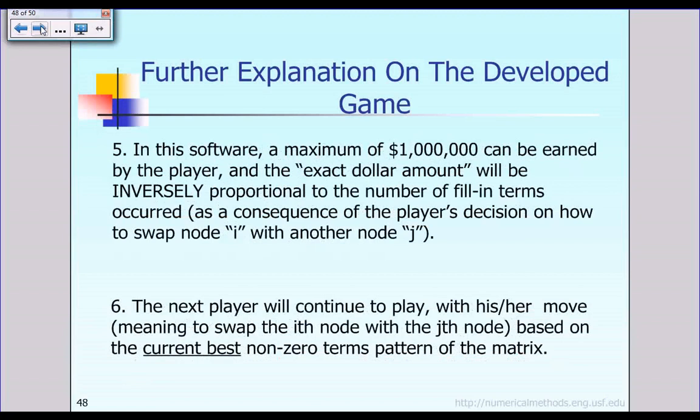And in our example, in our program, we assume that we issue up to a maximum of $1 million to be rewarded to the player who makes a good move, like a chess-like game move. And the exact dollar amount rewarded to a particular player, if he makes a good move, will be inversely proportional to the number of fill-in terms. That means if you swap a certain old node to become a new node number, and you do it the right way, such that the number of fill-in terms introduced will be a lot less, then your money awarded will be inversely proportional to the number of fill-in terms. And the next player will continue to play based on the best currently available non-zero location.